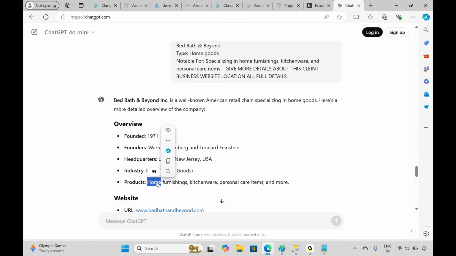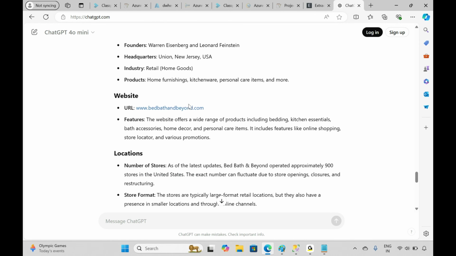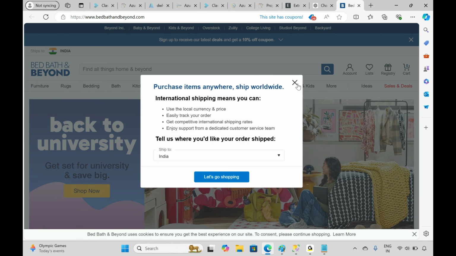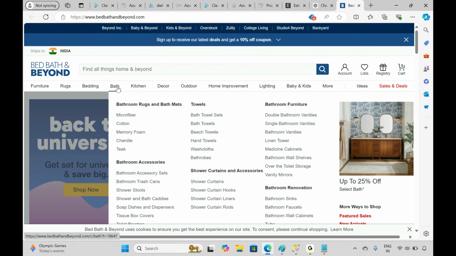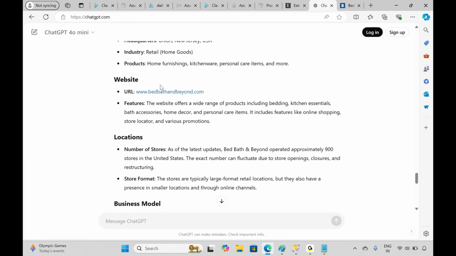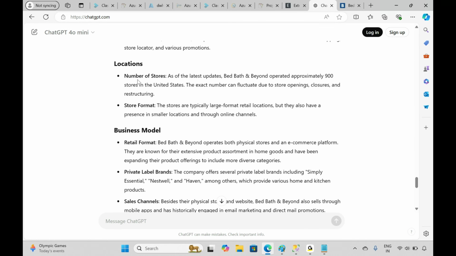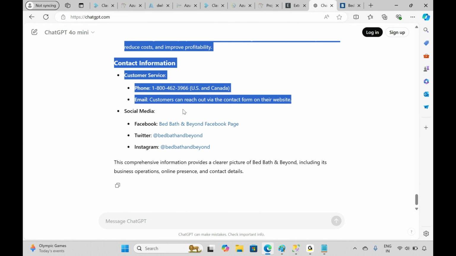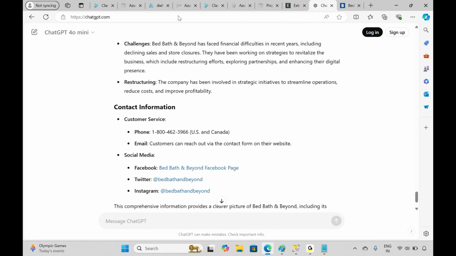What is the website? Sometimes they will immediately ask for your client's website name as well. So simply go inside the website and see what all the products they are selling, all this information. Okay, this is how you need to understand. What is the location, number of stores they have? Approximately 900 stores they have. You need to tell this information. What is their business model, how they are doing the business, their social media platforms, contact information, financials. Okay, everything you need to understand.